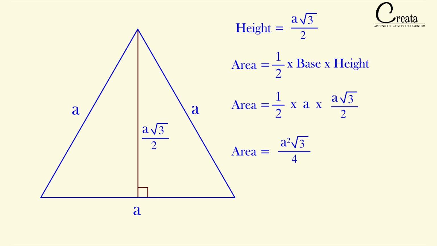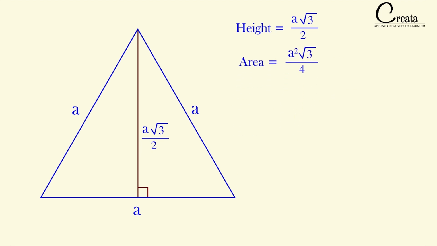This is very important. The height of the triangle is A root 3 upon 2 and the area of the triangle is A square root 3 upon 4. Direct questions are generally asked in competitive exams based on these two small formulas. So you should know these two formulas.